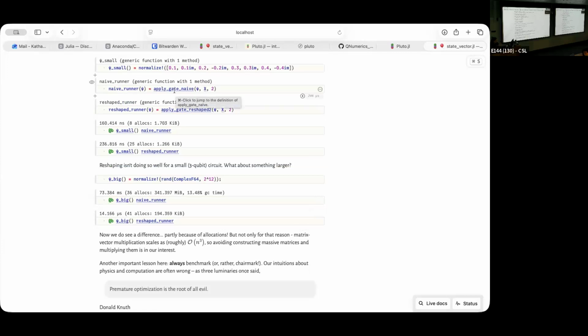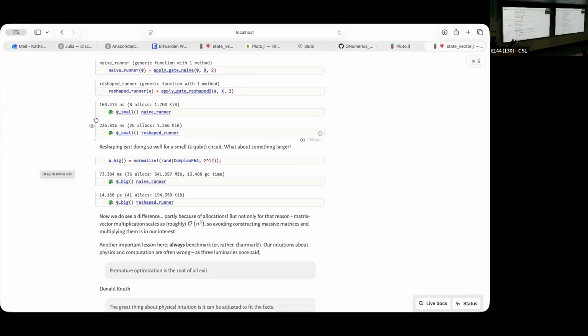Here I created a length 8 state vector called size small. I have a little function here that generates a new one each time. This means that we don't count the computational effort of generating the benchmark case when we actually run the benchmark. Then I create a function called naive runner that applies X on a certain qubit, and the reshaping runner, which uses the reshaping function instead. Chairmarks has a nice benchmarking macro called @b, so small you don't even have to write @bench or @benchmark.